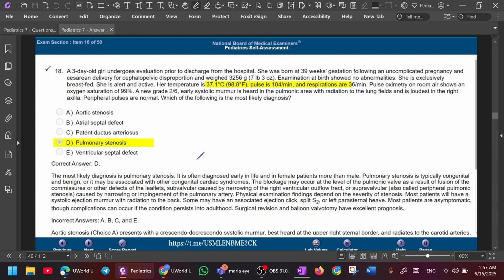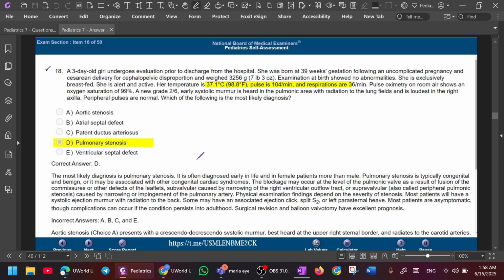The most likely diagnosis is pulmonary stenosis, often diagnosed early in life and in female patients more than male. Pulmonary stenosis is typically congenital and benign, or it may be associated with other congenital cardiac syndromes. The blockage may occur at the level of the pulmonic valve as a result of fusion of the commissures or other defects of the leaflets. Subvalvular is caused by narrowing of the right ventricular outflow tract. Also, supravalvular, also called peripheral pulmonic stenosis, is caused by narrowing or impingement of the pulmonary artery.